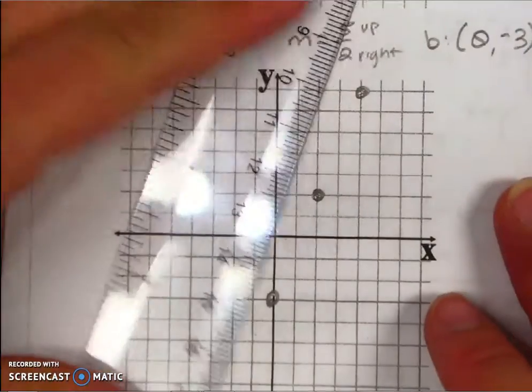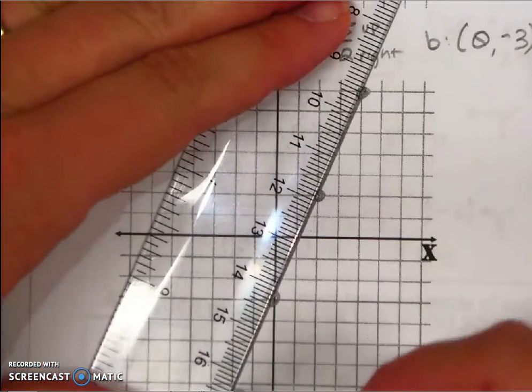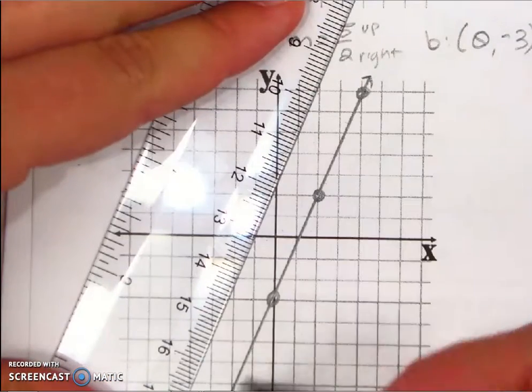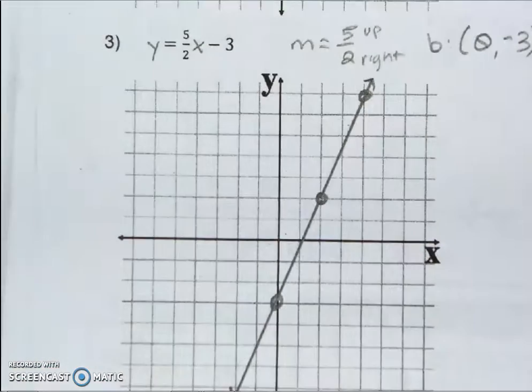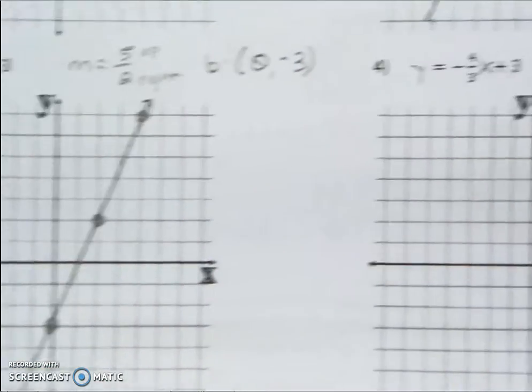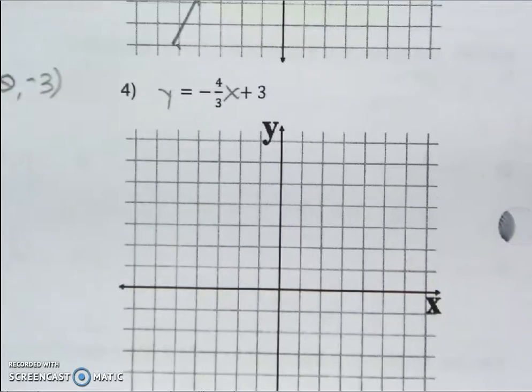Let's connect them. I think on your system, on the computer, you'll only need to graph 2 points for it to draw the line. But on paper, let's go ahead and do 3 just so we can line up our ruler nice.